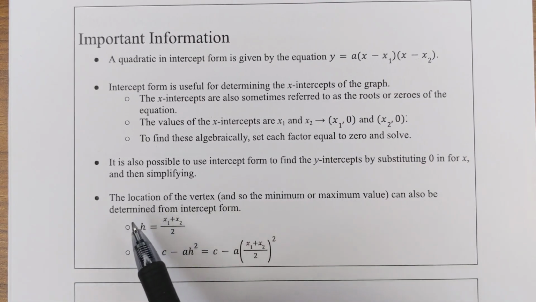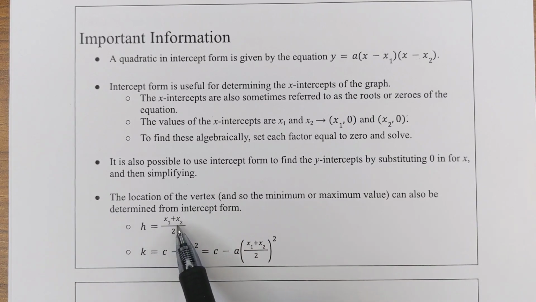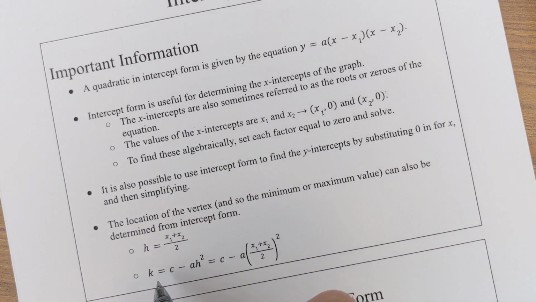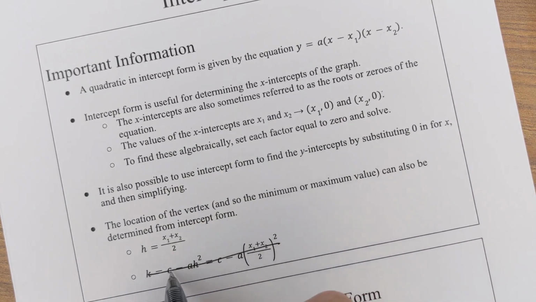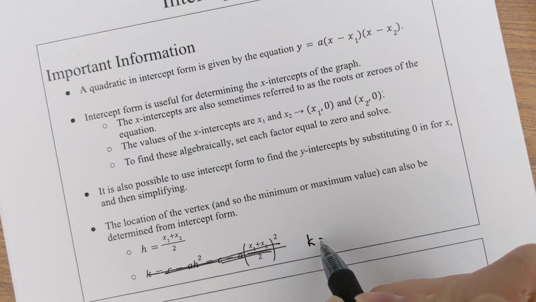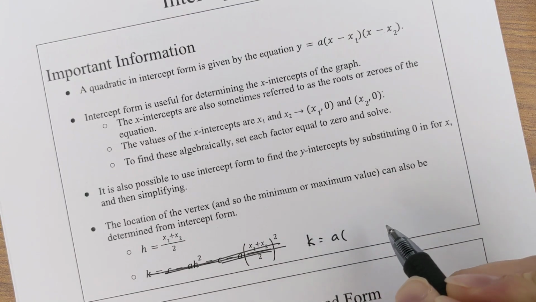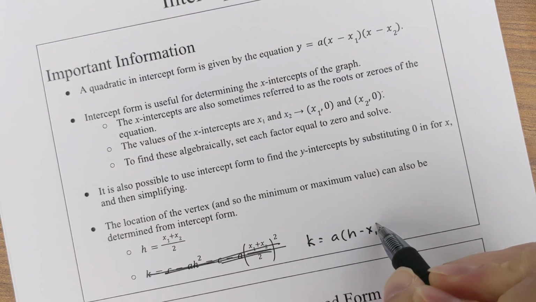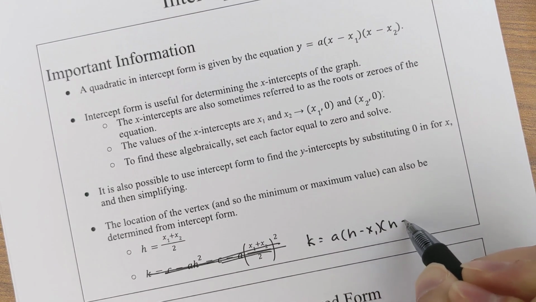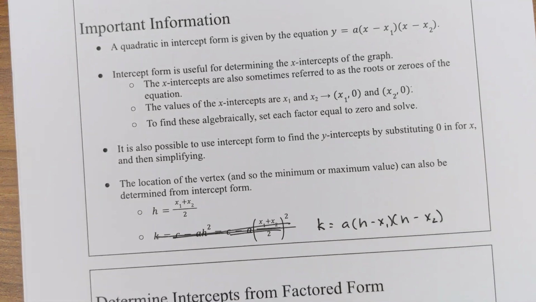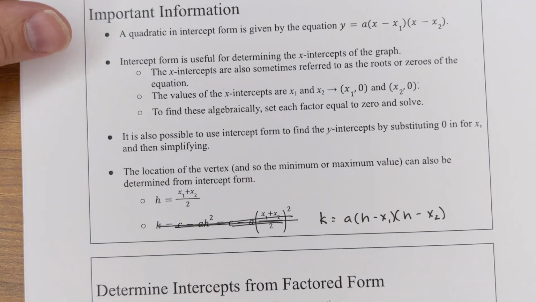The vertex can also be determined from intercept form. So there's our equation for h. This is actually not the right equation for k. For this one, we do have to do the version where we plug in to the original value. So it's going to look like this, x minus h times x minus h minus x2. So the regular x's are what gets substituted for.